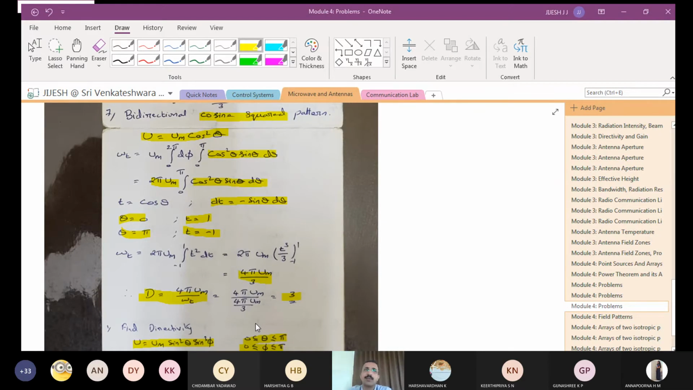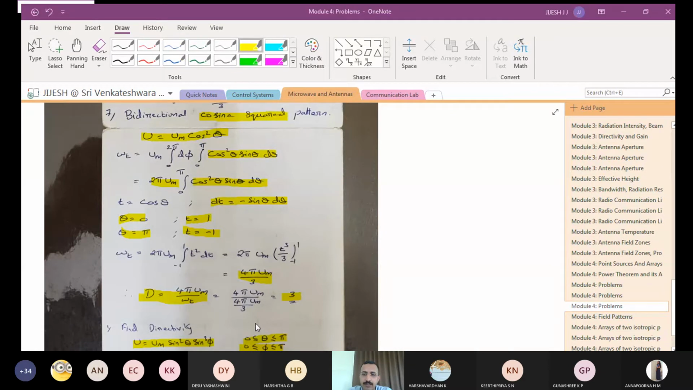So once you understand all these things, you should be able to find all these parameters and implement them in the design process. It will be helpful in designing an antenna, where parameters like directivity, gain, bandwidth, beam area, beam efficiency, everything can be found out.